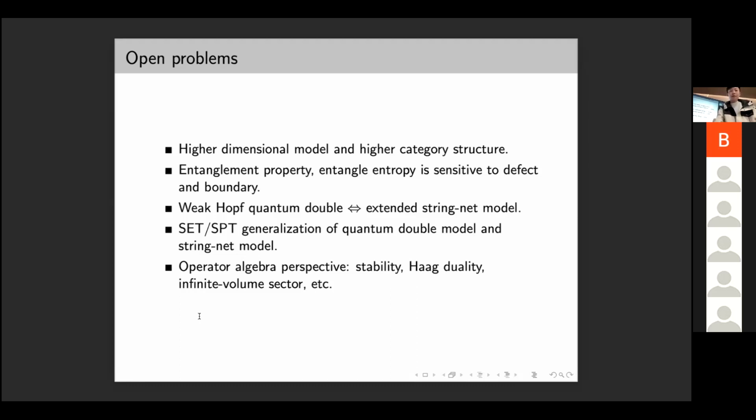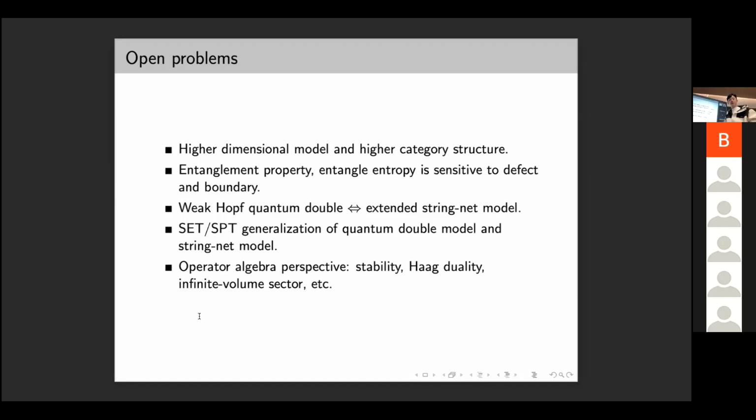And the third one is, although we have just discussed the quantum double model and the multifusion string-net model, their relation is not clear at this stage. We know that for the Hopf case, there is some precedent. We can map the quantum double model into the string-net model, but for the general case, the problem is still open. And there are also some questions about the generalization of this quantum double model and string-net model.